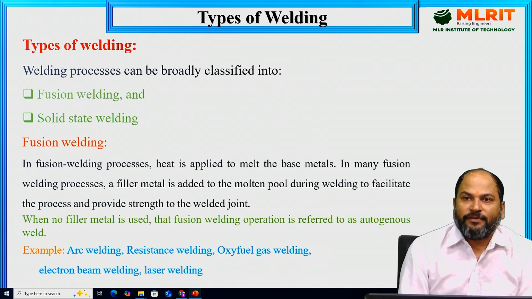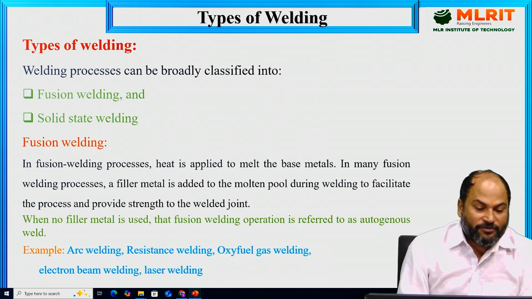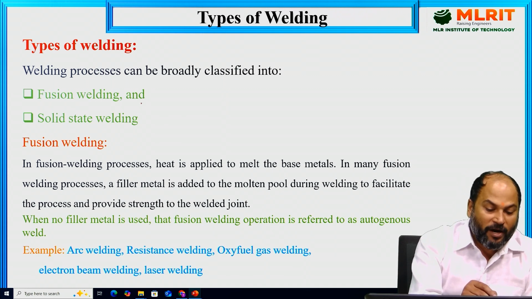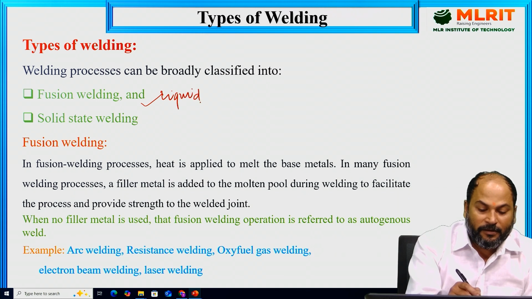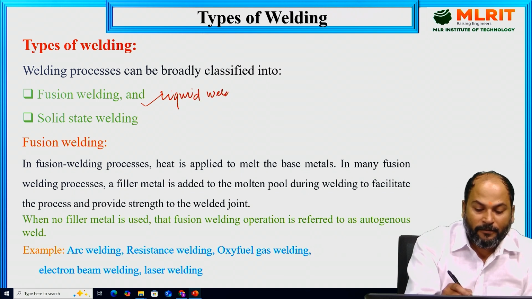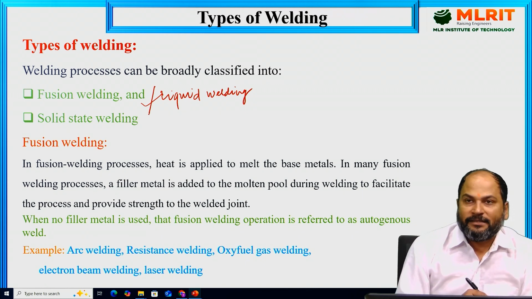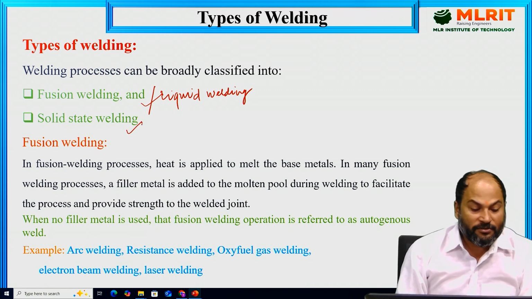Now, how to classify the welding processes? Broadly it is classified in two parts: fusion welding, which is also known as liquid welding, and the second one is solid state welding. So what is the meaning of this?